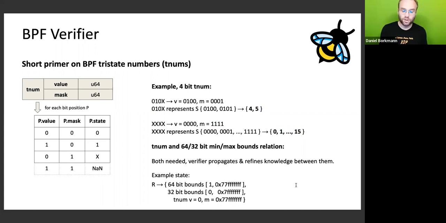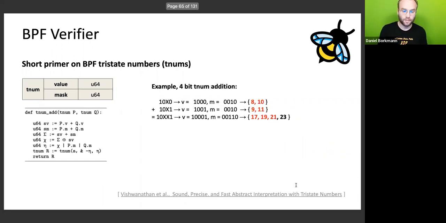The tri-state numbers and bounds, as we saw earlier, there are also minimum and maximum bounds. They are needed because those bounds actually refine the set from the tri-state numbers, because those alone are less precise than what you could get with the bounds in combination.